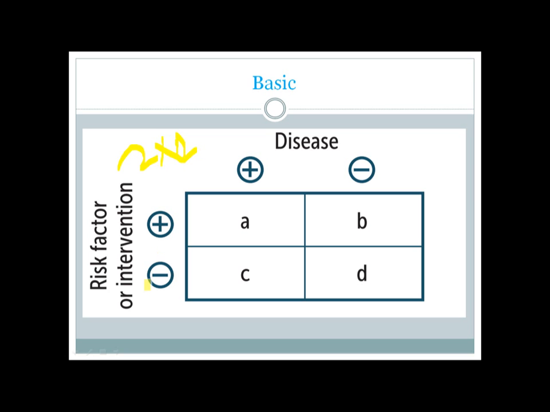So here the minus group is the control group, so no intervention. So the risk of developing disease in control group is C divided by C plus D. And the exposed group is positive. So risk of development of disease in the exposed group is A divided by A plus B. So A divided by A plus B.